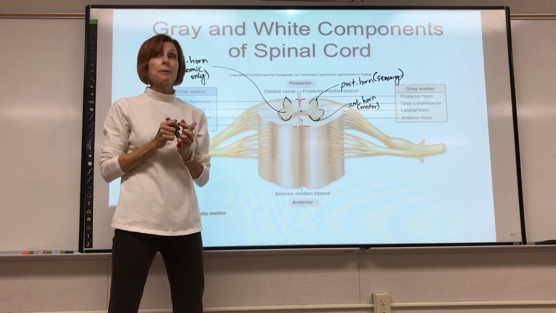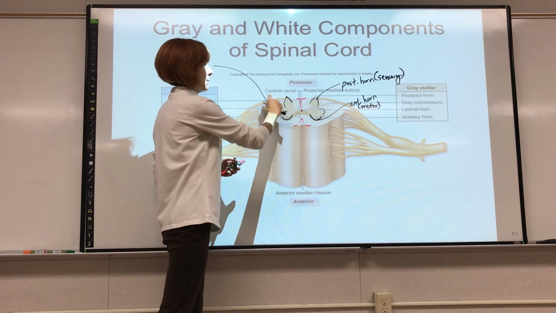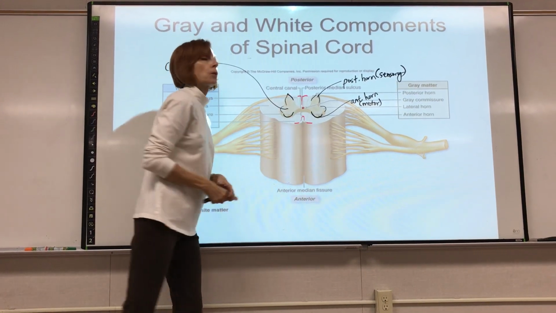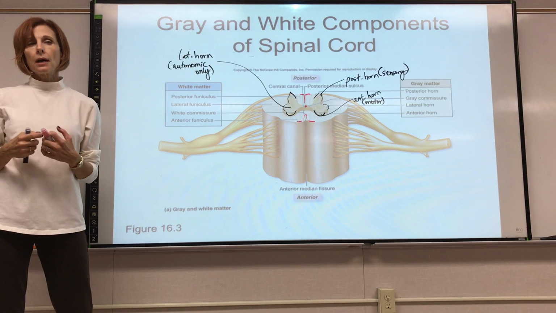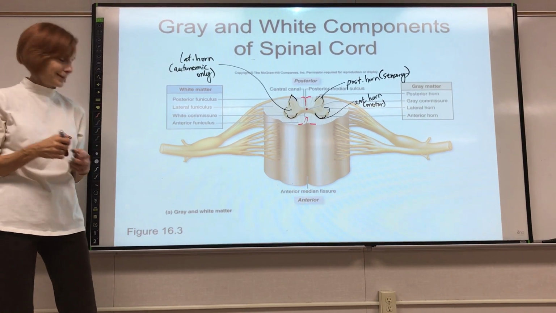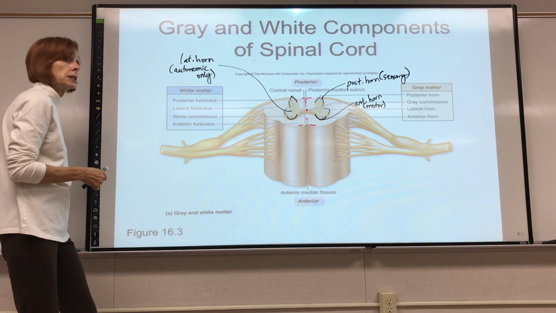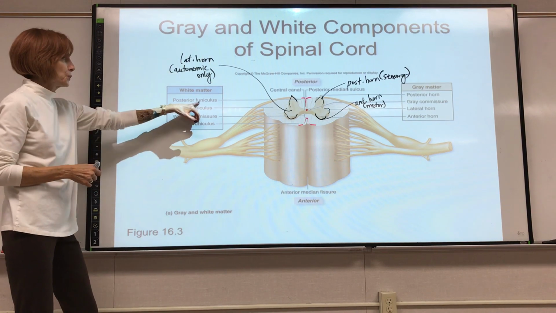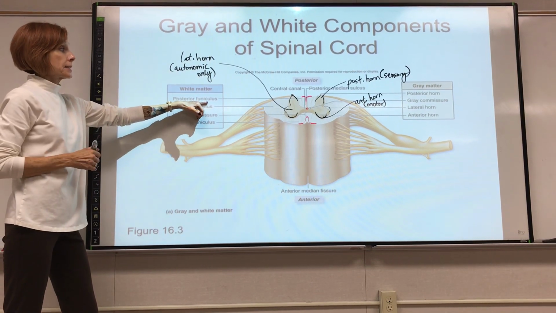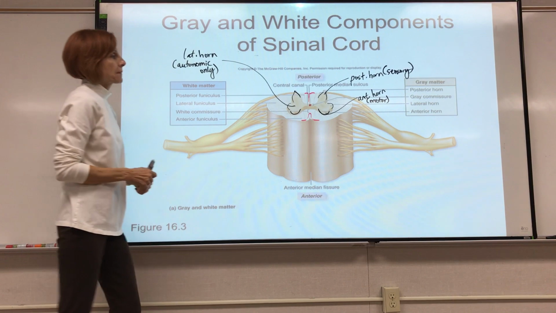Okay, so now let's talk about the white matter. Notice we have white matter all around the gray. The white matter is in what are called columns or funiculi. Yes, I know that's a fun word. Funiculi. Okay, so funiculus is singular, funiculi is plural.